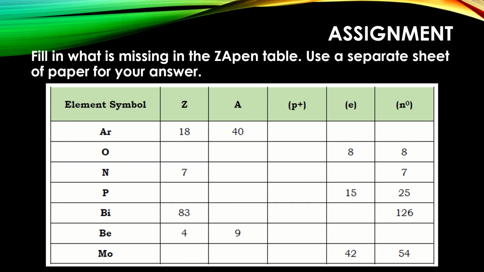So you have an assignment to answer. Fill in what is missing in the table. Use a separate sheet of paper for your answer, but you don't need to have a separate sheet of paper. You can answer it using Google Docs or Microsoft Word. I want to correct this one. This is not 25. It's 16. So please answer the assignment and attach it to your Google Classroom.